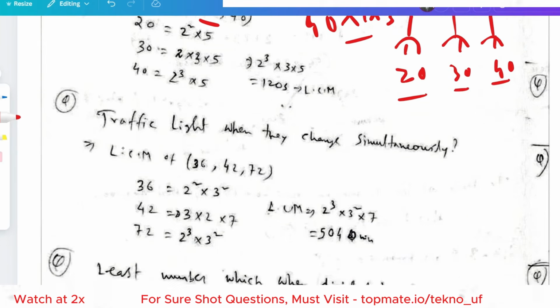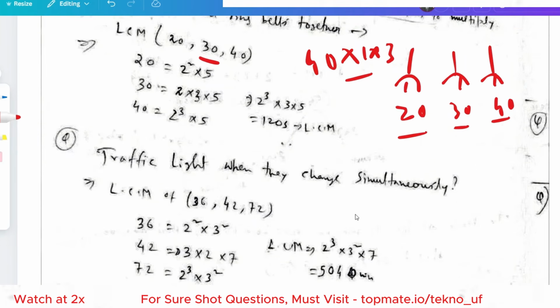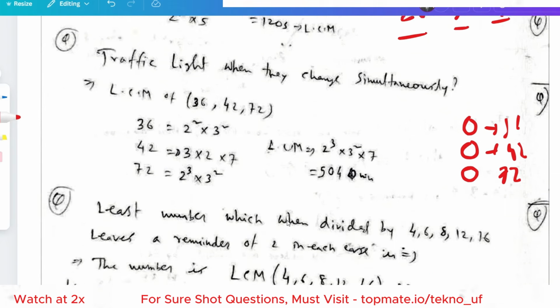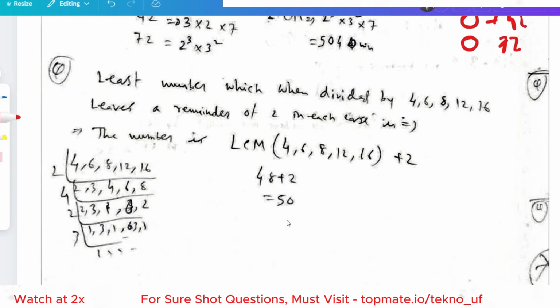The next problem is regarding traffic lights. There are three lights, right? One is green, one is amber, one is red. They blink at these intervals: 36, 42 and 72. After how much time will they blink together? Just calculate this, guys. I'm not going to solve this problem. This type of problem you can face in LCM and HCF. Let me show a few more types of problems.